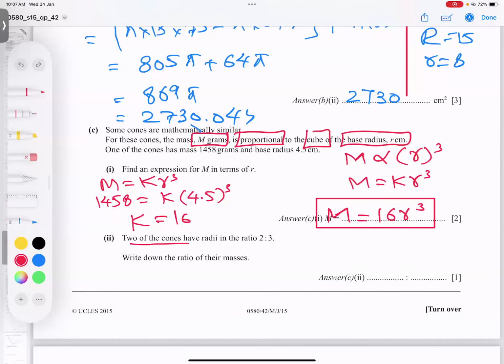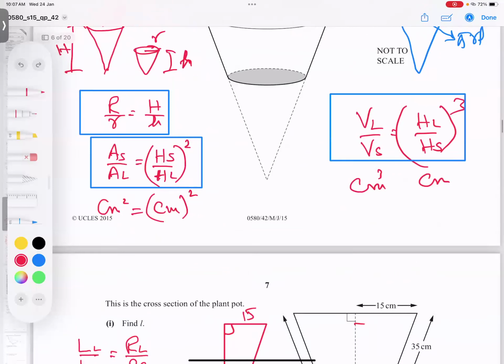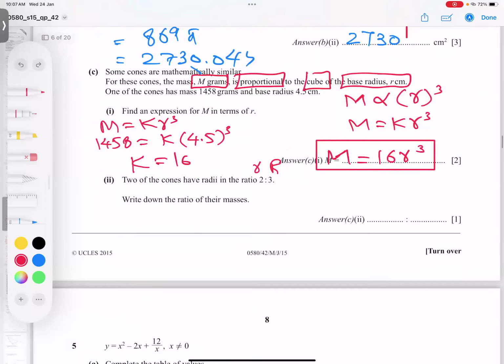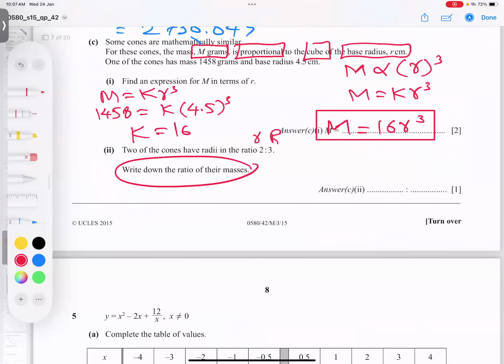He said 2 cones have radii. Radii is the plural of radius. 1 radius, 2 is called radii, 3 is called radii. So he said the smaller radius r is 2 and the bigger radius r is 3. He said find their masses. For your knowledge, whenever centimeter cubed comes, liters comes, grams comes, kilograms comes, we use the volume formula. So let's try to use the volume formula. He's asking the ratio of the masses.